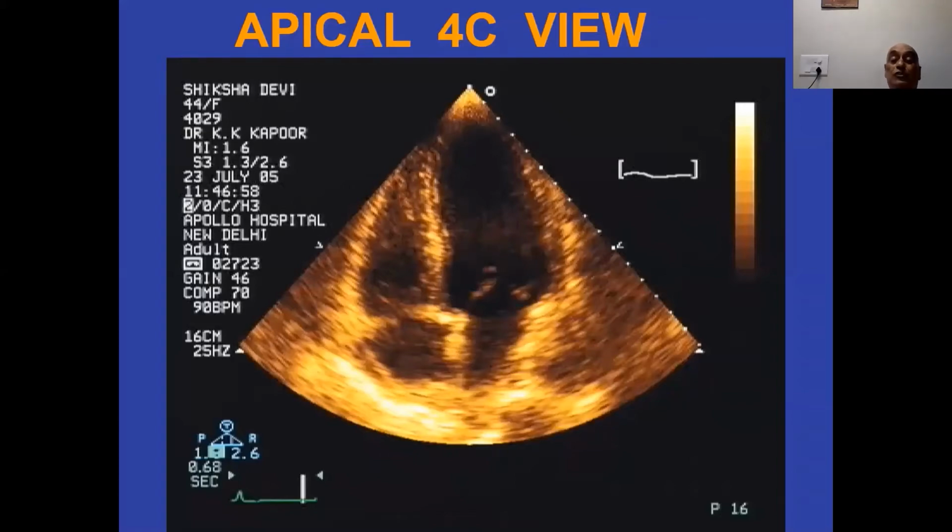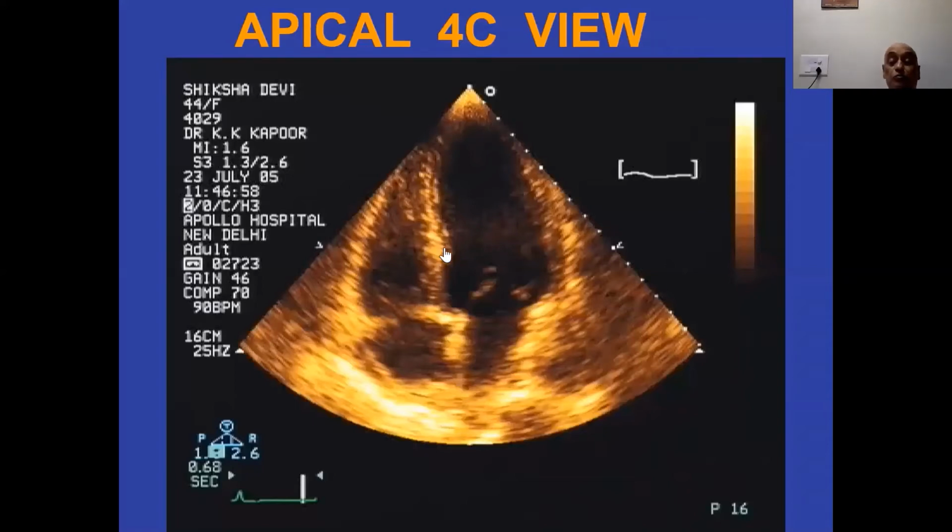Now, the apical part of the IVS is actually the territory of the LAD. The lateral wall of the LV is actually the territory of the circumflex coronary artery, that is the obtuse marginal branches of the circumflex coronary artery. And as you know, the apical segment of the lateral wall is also supplied by the LAD.